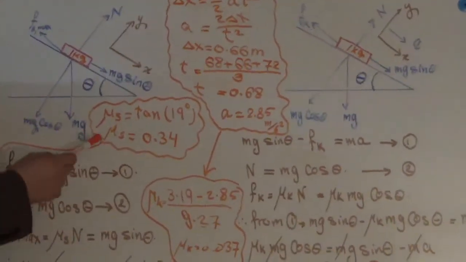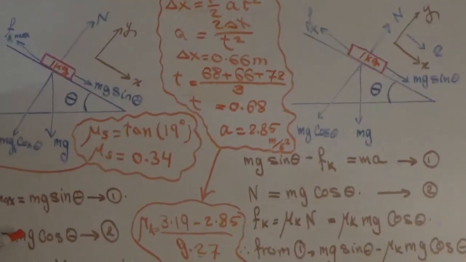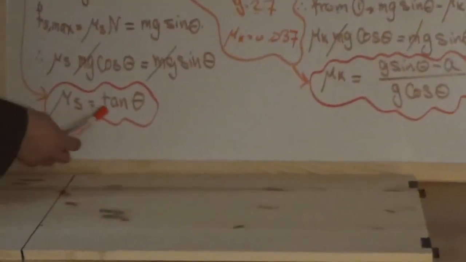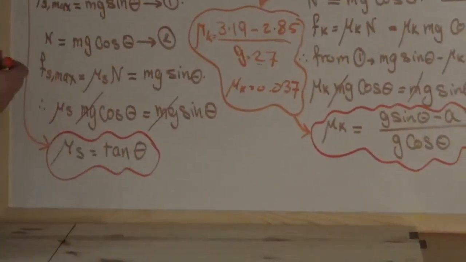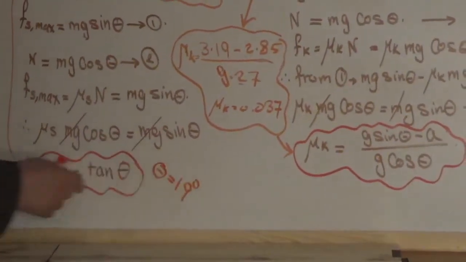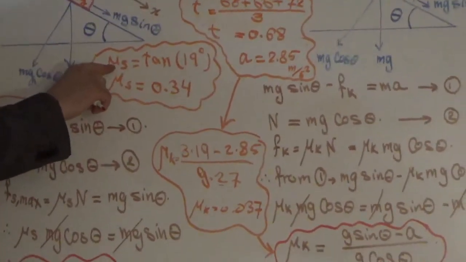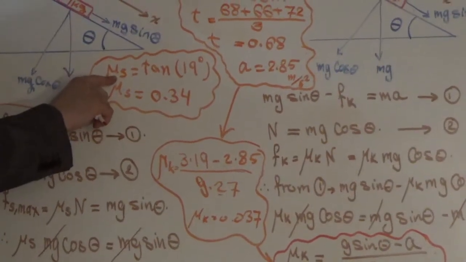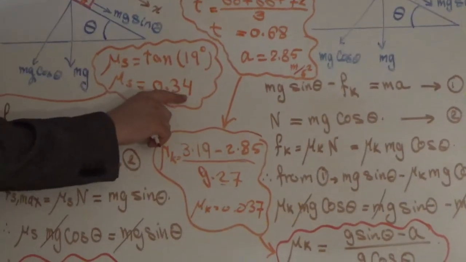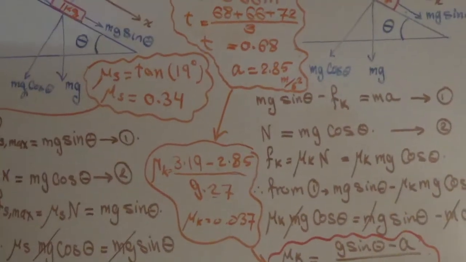Hello everybody, now let's have some calculations from this experiment that we did. So mu s, as you can see right here, is equal to tan theta, and theta is equal to 19 degrees. So if we come here now, you can see that the coefficient of static friction is equal to tan 19, and it is equal to 0.34. So that's great. This is the coefficient of static friction.